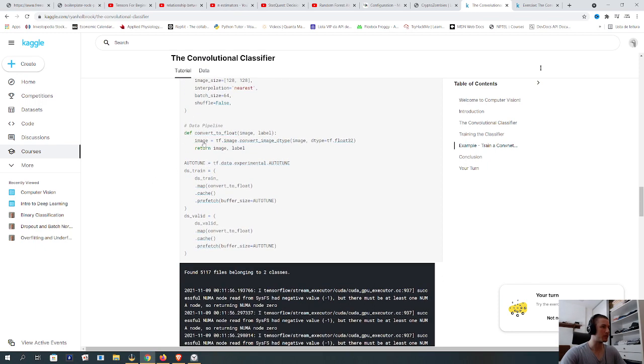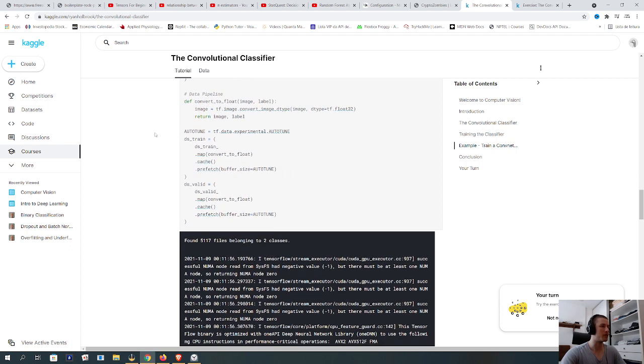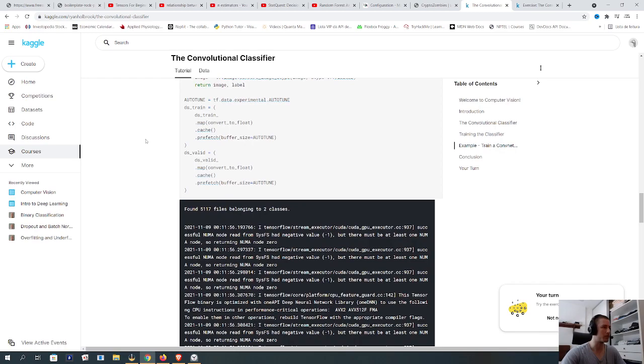Data pipeline converts to float, image, label. So this converts the image to numbers, which is probably gonna be a matrix of pixel values that are three-dimensional because they have color to them and XY position. If I remember correctly, there are layers that determine the colors, but I'm not really sure about that.